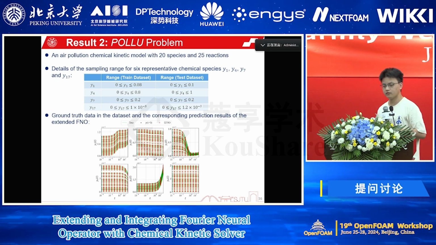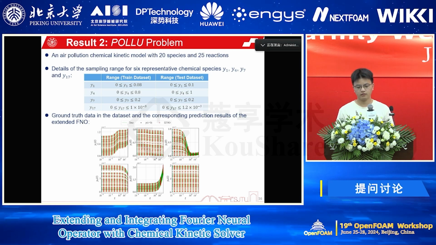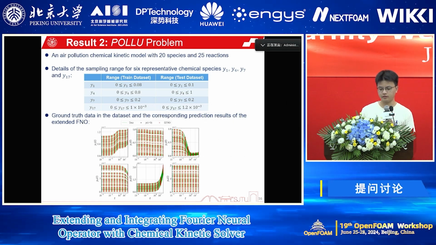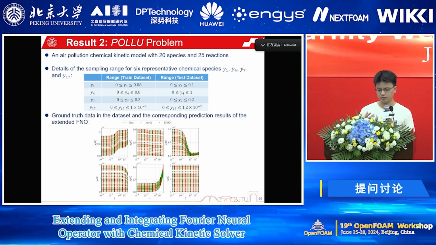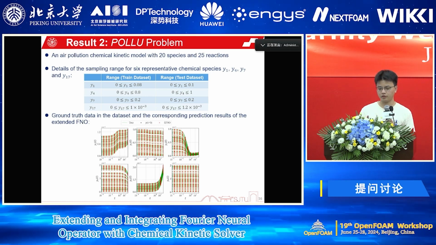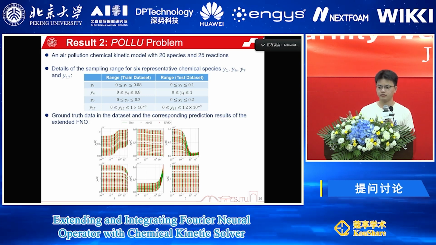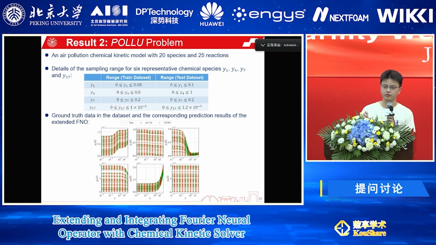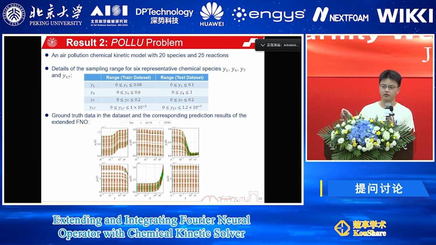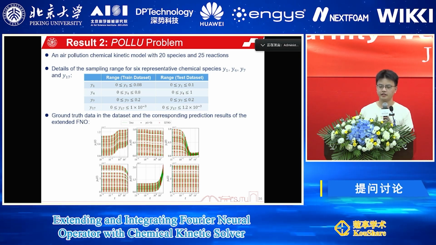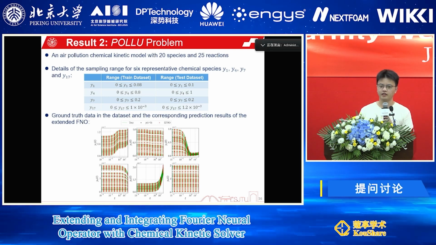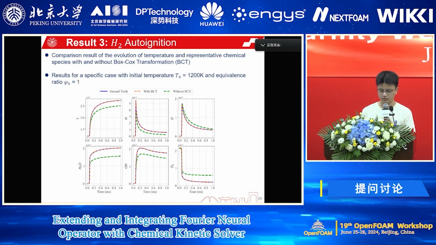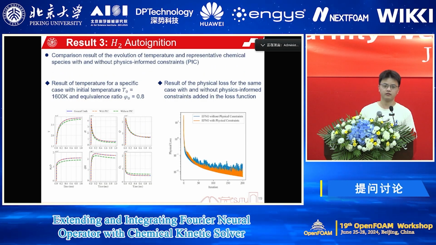So the original solver can already resolve such a really complex problem? Yes, and my final objective is to use this model to replace a part of the original solver, that is, to predict the advance of the source terms. Okay, thank you.